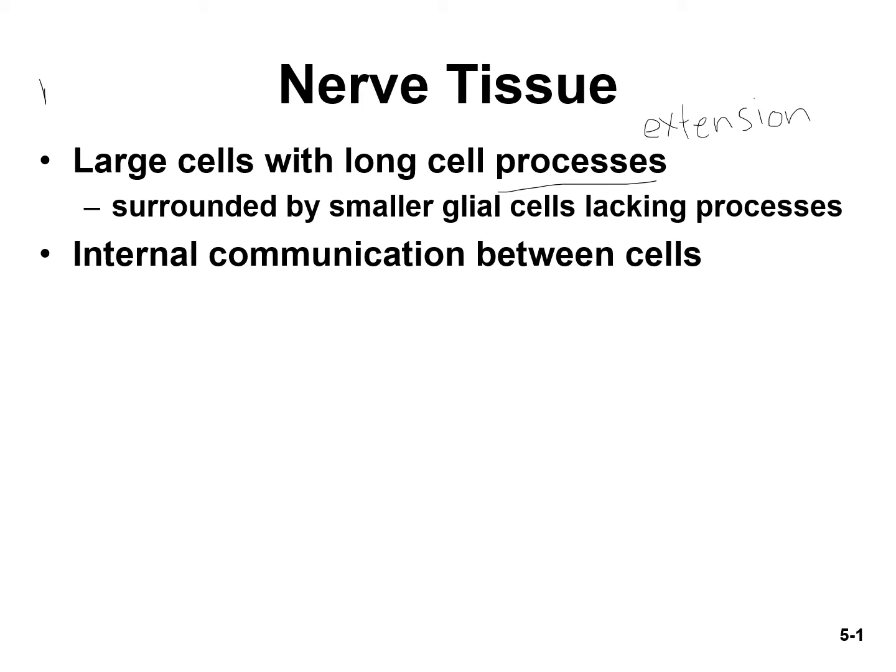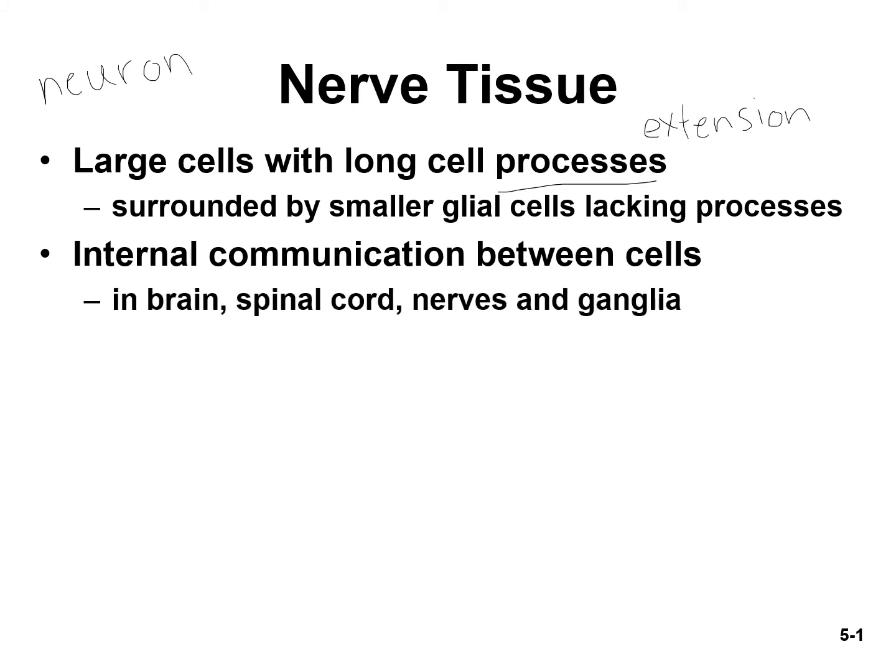So a neuron is going to be the large cells that you see within nerve tissue. This is found in the brain, spinal cord, nerves, and ganglia. Ganglia are just concentrations of cell bodies. And a cell body just describes the main part of a neuron rather than the processes, such as the axon or the dendrites, for example. So when you have a lot of these cell bodies concentrated in one area, that's what's known as a ganglion, or plural ganglia.